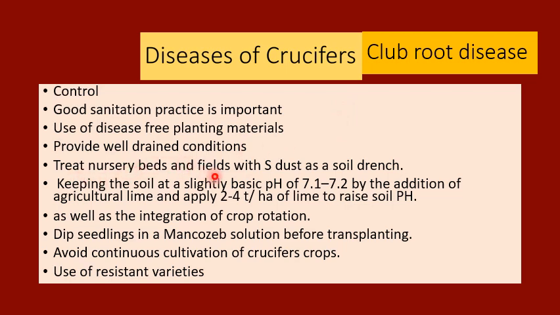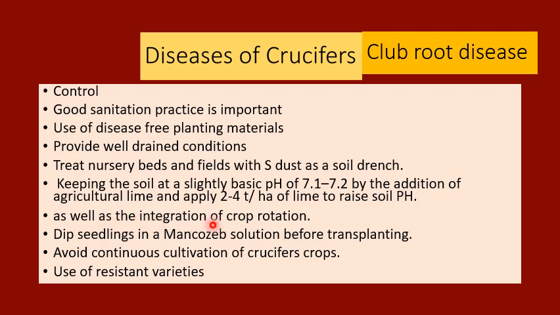Then treat nursery beds and field with sulfur dust as a soil drench. Then it is very important to control the disease. Then keep the soil at a slightly basic level because, as you all know, a slightly acidic level favors the disease, and therefore we need to maintain a somewhat neutral or basic range. Therefore we need to add agricultural lime, and we need to apply 2 to 4 tons per hectare, and we can raise the soil pH. Then totally we can control the disease with that.